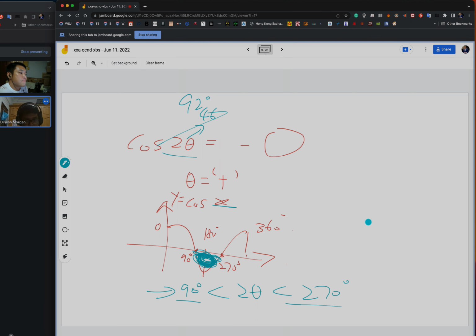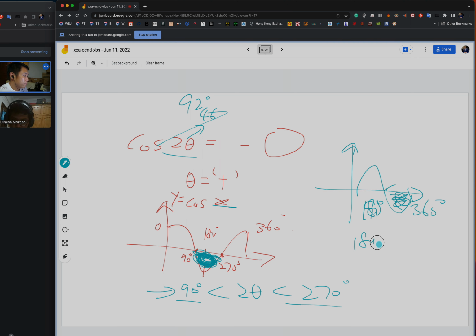Same thing for the sine, right? This is 180 to 360. So sine will go to the negative region when your 2 theta is in between this range, exclusive of 180 and 360. Okay? Okay, sounds good.